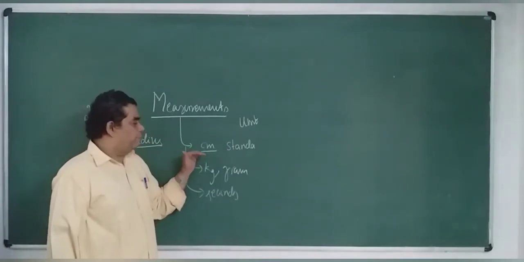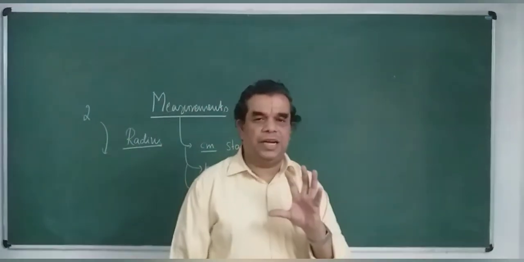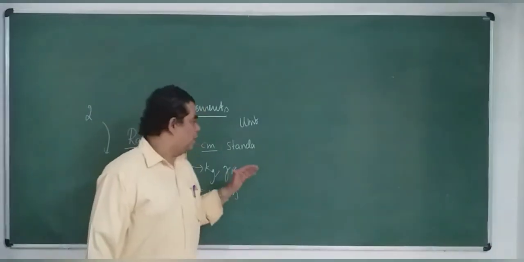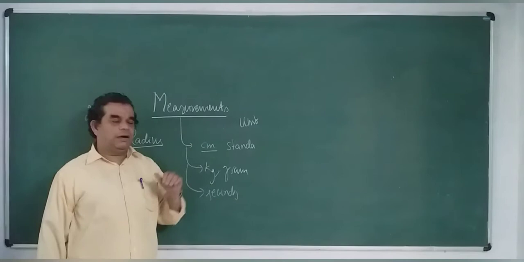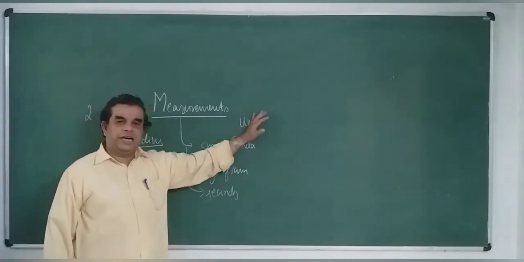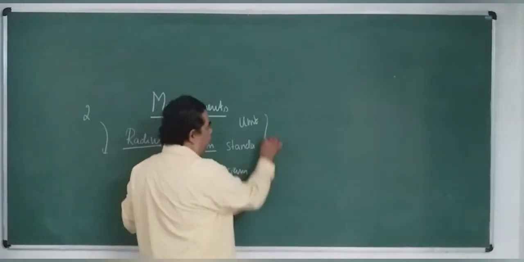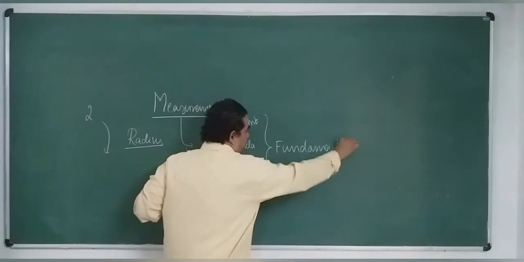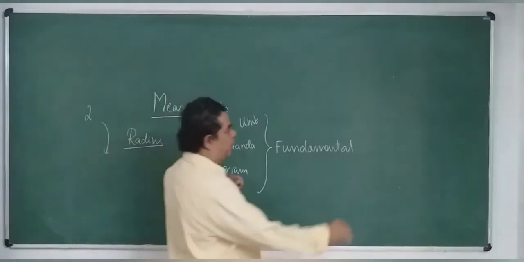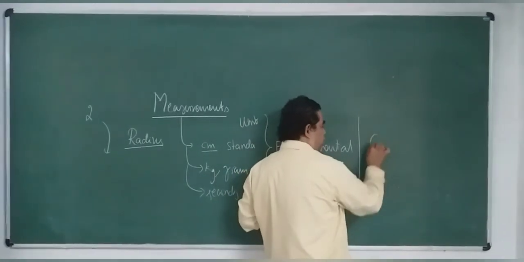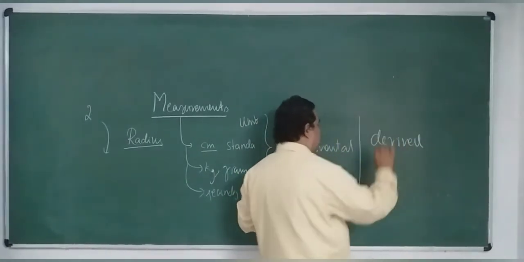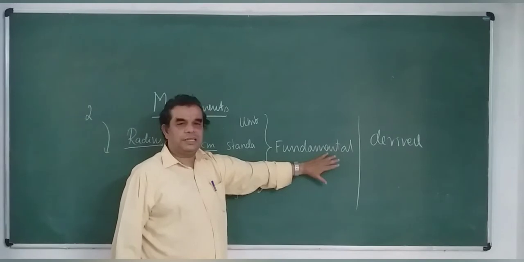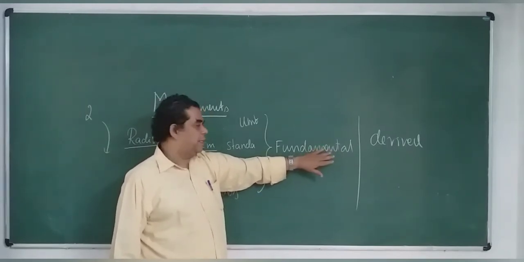But basically, some units are defined individually and independently, and some of them are defined depending on other things. Those which are defined independently are called fundamental units. And those obtained from fundamental units are called derived units. So, can you guess the definition of a fundamental unit? It is the unit which is defined independently.